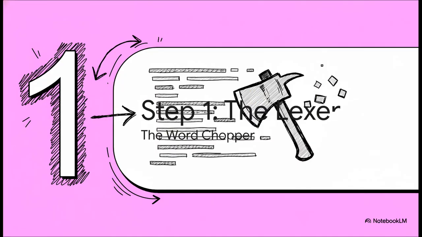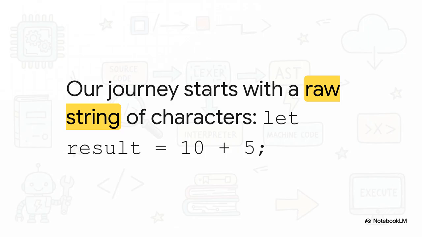Okay, so our first stop is the lexer. I like to call it the word chopper, because honestly, that's pretty much what it does. Its whole job is to take our raw code and just chop it up into understandable chunks. It's all about prepping it for what comes next. So let's look at our line of code again. To you and me, this is a perfectly clear instruction. But to the computer, at first glance, it's just a jumble of characters. It doesn't mean anything yet. The lexer, that's the very first step in making sense of it all.